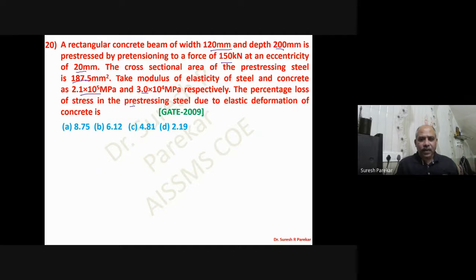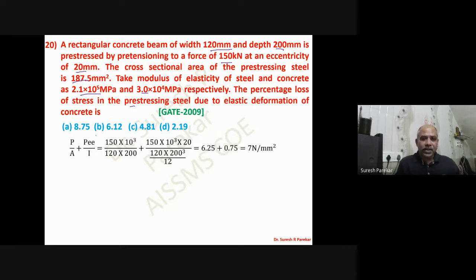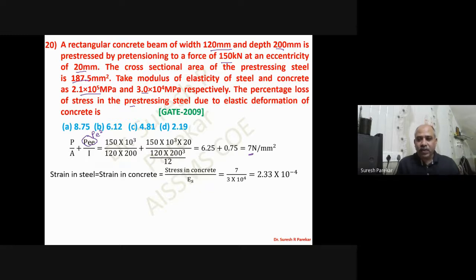So first we have to find the strain in concrete at the level of steel, and P is given, so we go by P by A plus PE square. Whenever we have to find steel values or loss in steel, we always go with PE square because we are finding it at the level of steel. From this we get a stress of 7 Newton per mm square in concrete. Now we will find the strain, because strain in concrete and strain in steel are the same. So we multiply it by ES, which gives me the stress in steel.